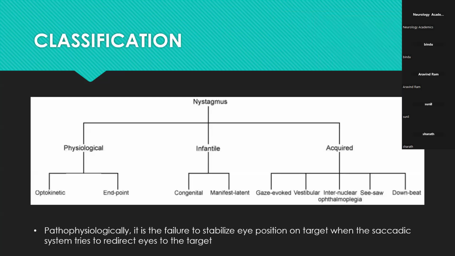Coming to classification of nystagmus, it is pathophysiologically divided into physiological, infantile, and acquired nystagmus. So it is the failure to stabilize eye position on target when the saccadic system tries to oppose it by redirecting the eye towards the target. In physiological nystagmus, it is usually seen in normal individuals. However, in infantile nystagmus, it is seen from birth or after a few months of birth. And acquired nystagmus is often pathological.